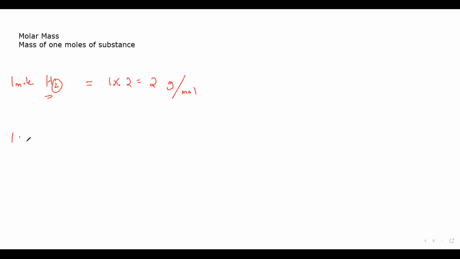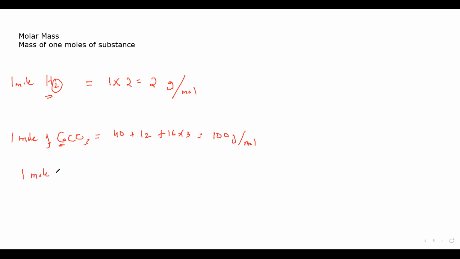Same thing, 1 mole of calcium carbonate, CaCO3. What is the mass of 1 mole of calcium carbonate? Calcium is 40, plus carbon is 12, plus oxygen 16 multiplied by 3. So 40 plus 12 is 52, and 16 multiplied by 3 is 48. So the total will be 100. The final answer will be 100 gram per mole. So the mass of 1 mole of a substance, expressed in gram, is called the molar mass, and the unit of molar mass is gram per mole.